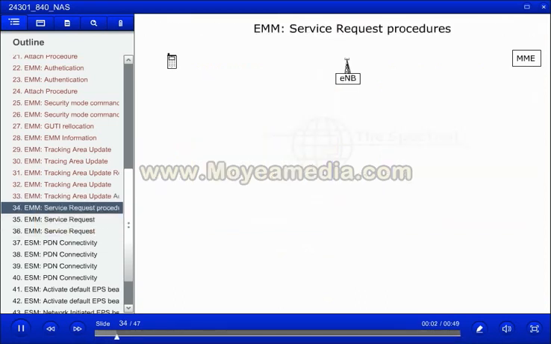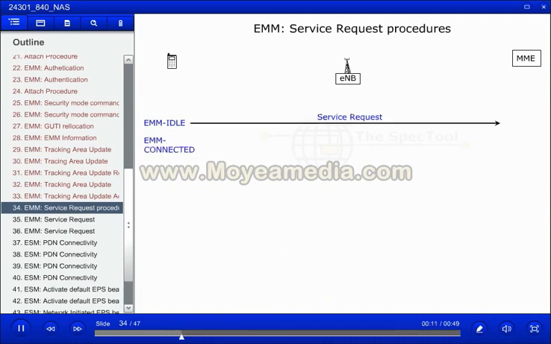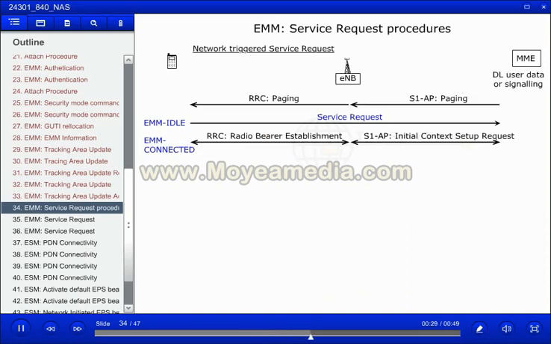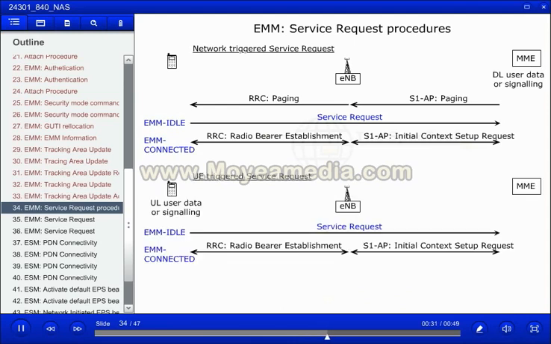Service Request. This procedure is used by the UE to change from EMM idle to EMM connected mode, which means to activate the radio and S1 bearers. The reasons for this can be pending DL data or signaling to the UE. The action will be triggered by the network through paging, or pending UL data or signaling.